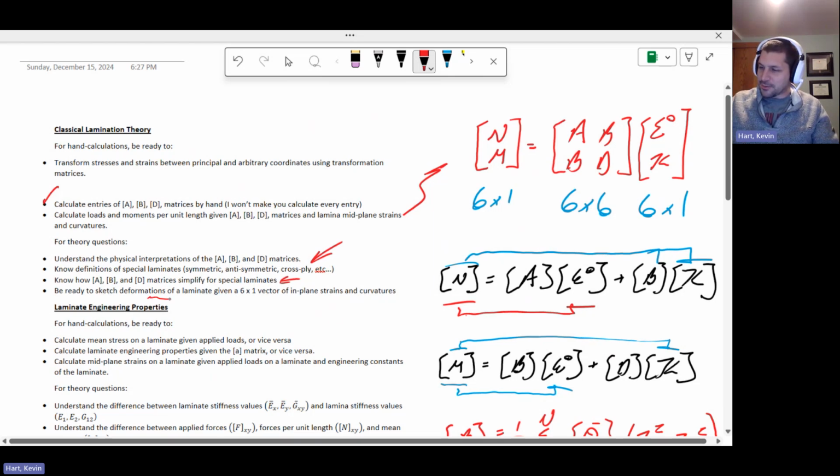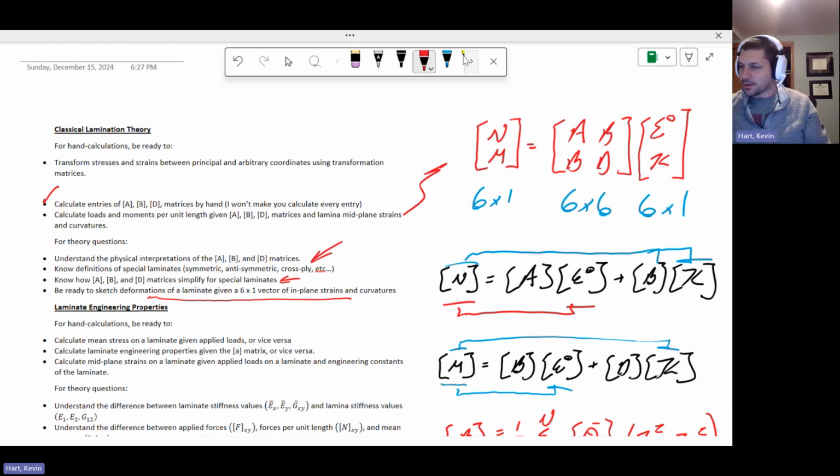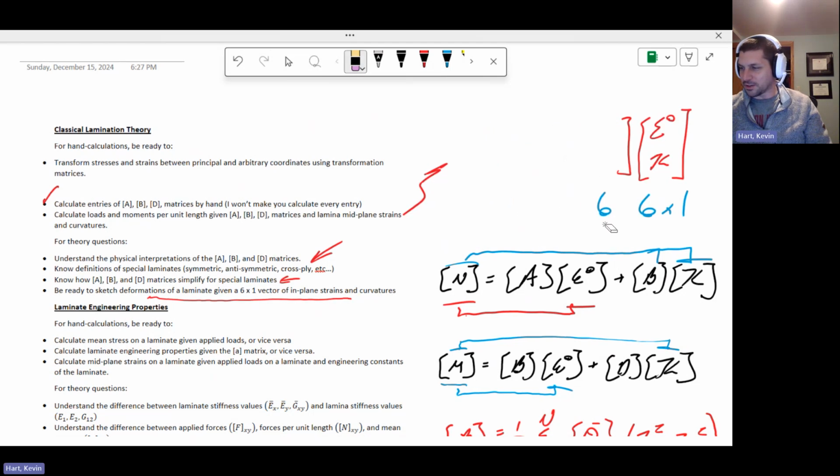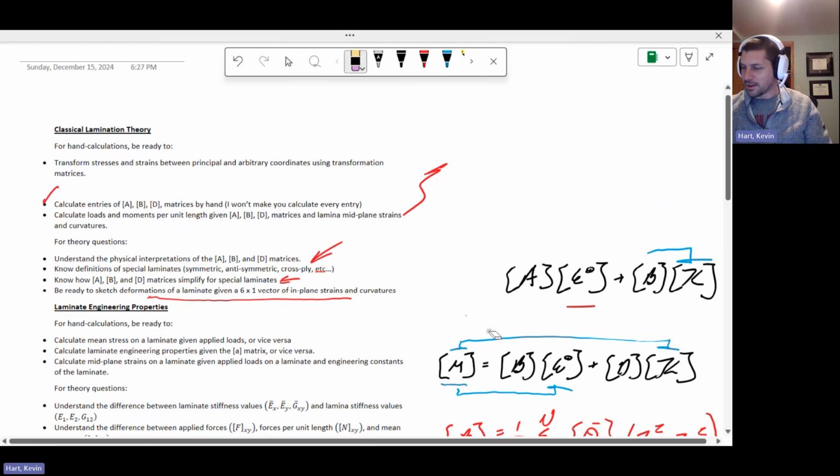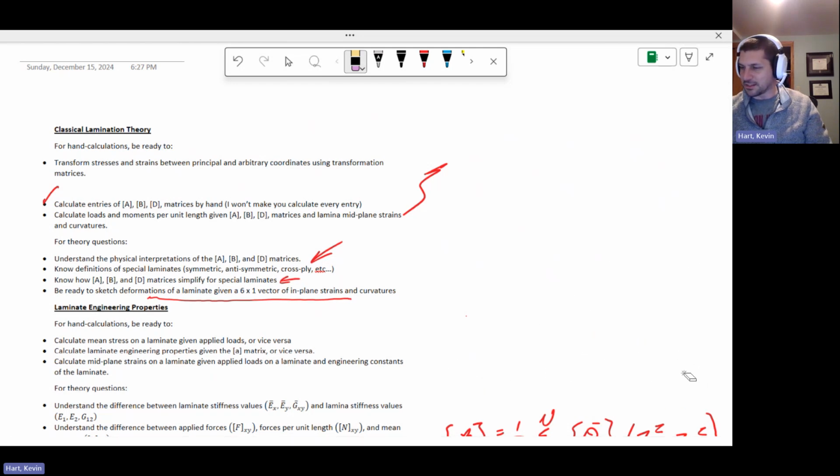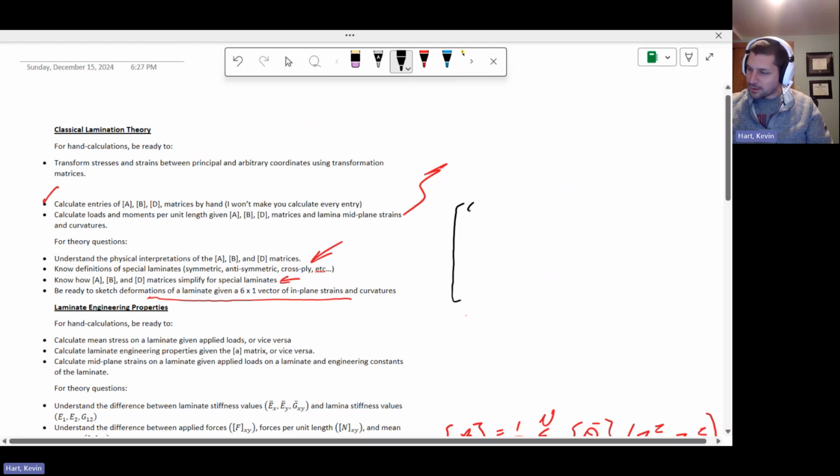Be ready to sketch deformations of a laminate given a 6 by 1 vector of in-plane strains and curvatures. This is a good one, and this is kind of a question I like to pose in the short answer section. I'm going to give you a 6 by 1 strain and curvature vector. Can you actually sketch for me the strains and curvatures that would exist on the laminate, right? So if I gave you the 6 by 1, epsilon x, epsilon y, gamma xy, kappa x, kappa y, kappa xy. If I gave you these values, could you then draw them?